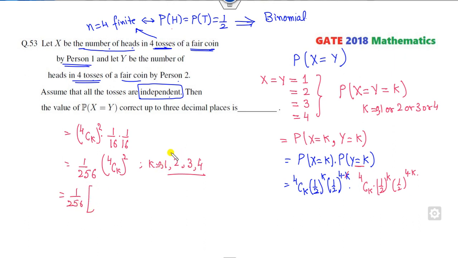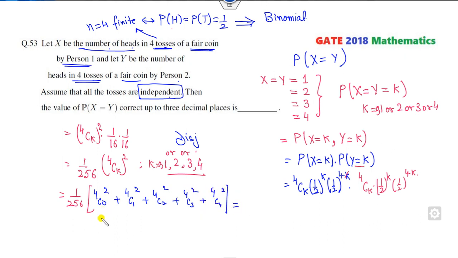So it is either 1 or 2 or 3, which means they are disjoint, so you can add them. When k is equal to 0, 4C0 squared plus 4C1 squared, 4C2 squared, 4C3 squared, and 4C4 squared.